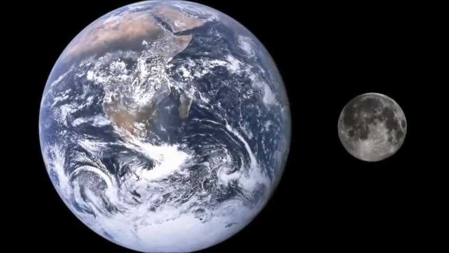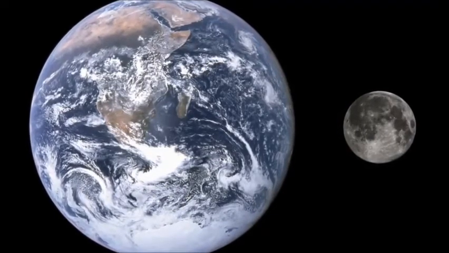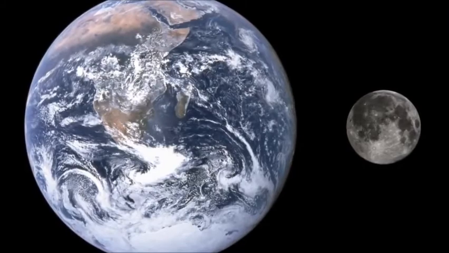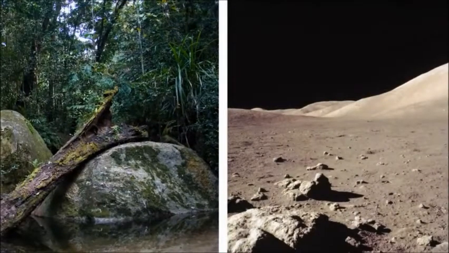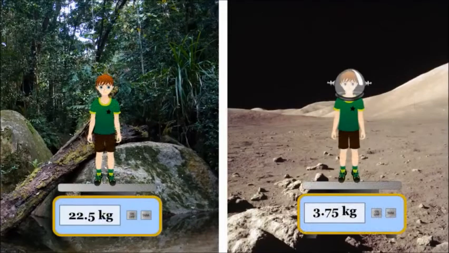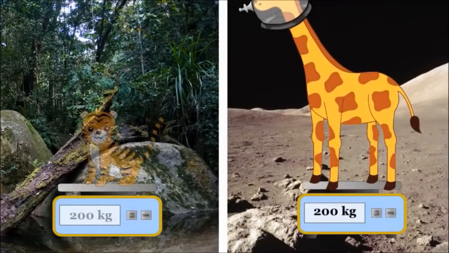The moon is much smaller than the Earth. If the Earth was hollow, about 50 moons could fit inside. Because it is so much smaller than the Earth, the moon's gravity is much weaker. This means that if you were to visit the moon, you would weigh much less than you do on Earth. Only about 1/6 of your current weight. That means that if a giraffe was on the moon, it would only weigh as much as a tiger on the Earth.